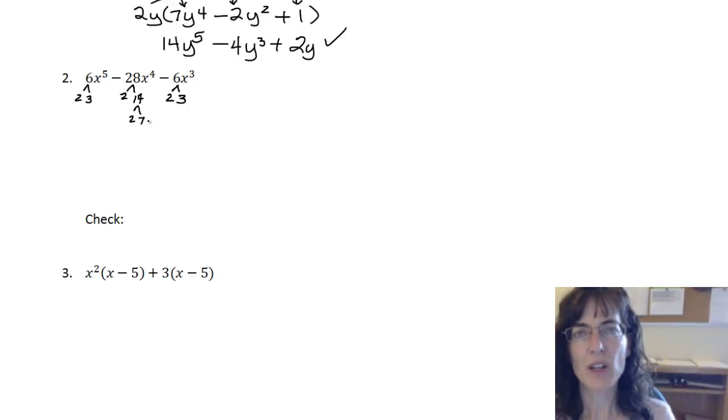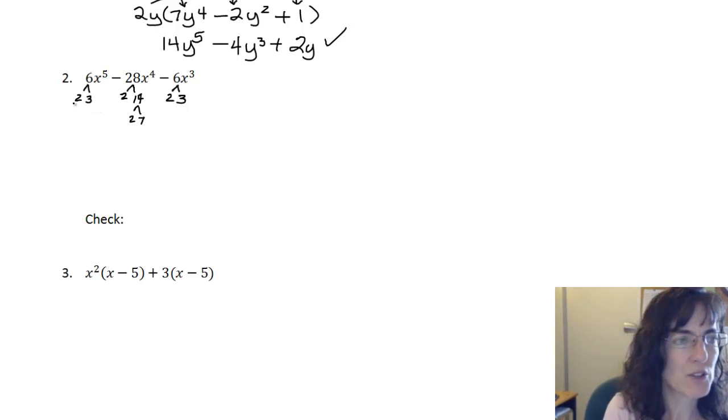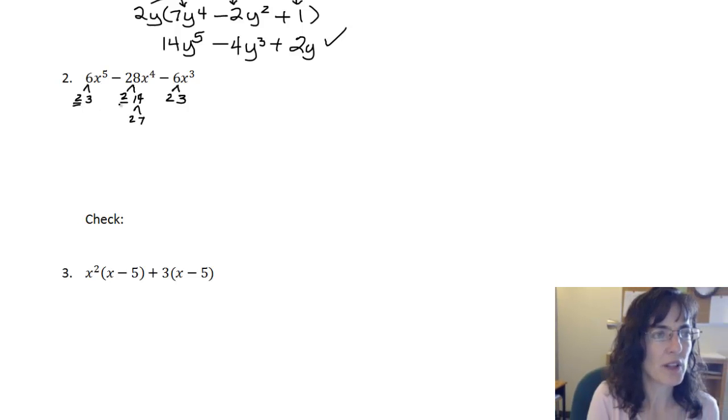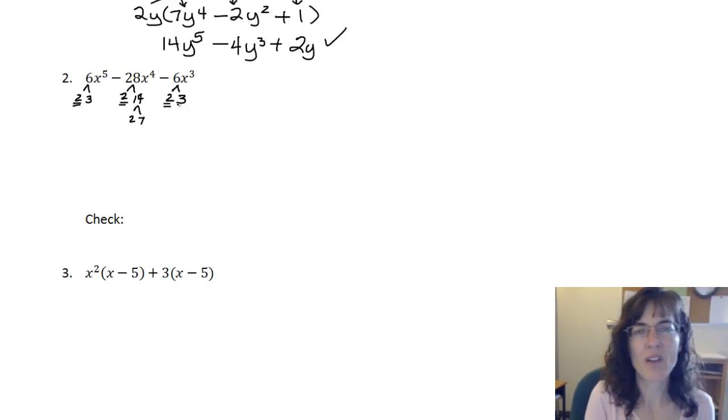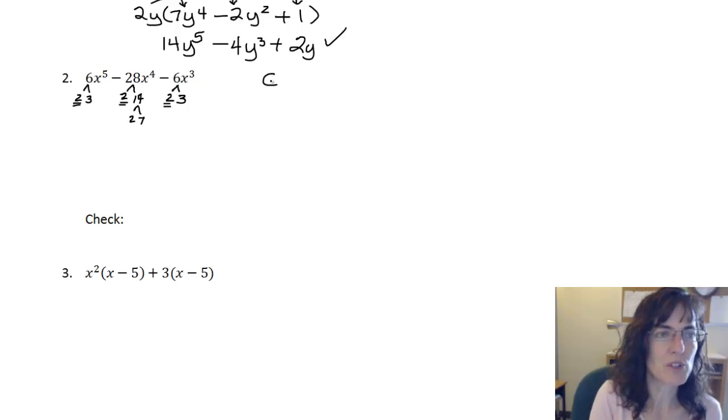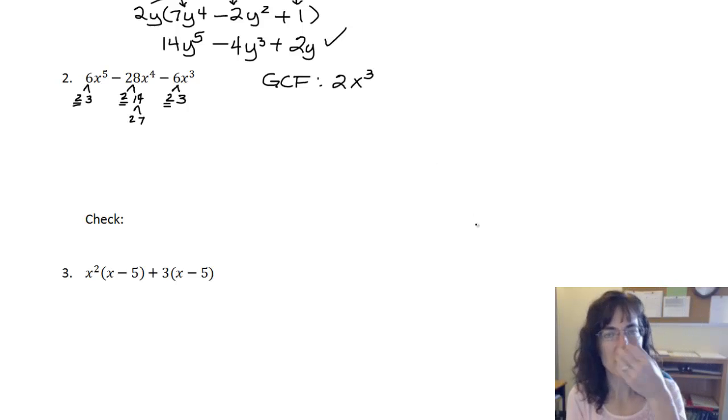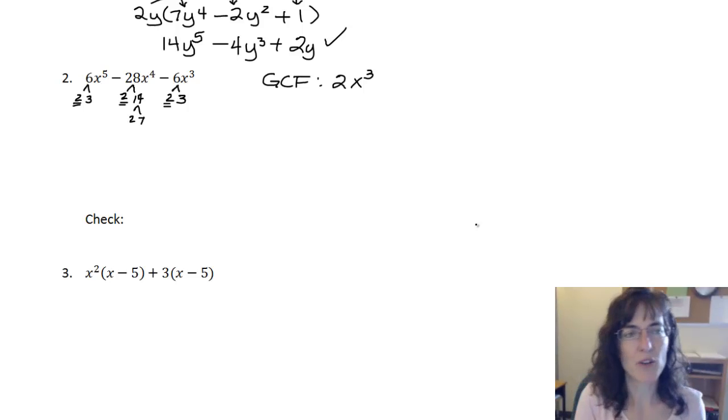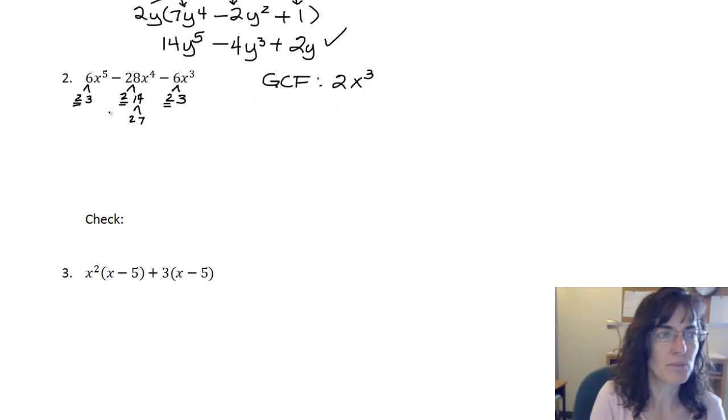So when I'm looking at all of my lists of factors, I have a 2 in every list, but that's really all that's being shared in terms of the numbers. So my greatest common factor is going to be a 2. And then when I look at the x's, I see I have x to the 5th, x to the 4th, x to the 3rd. And I've got to take the smallest one because I don't want anything left over in my denominators when I divide out.